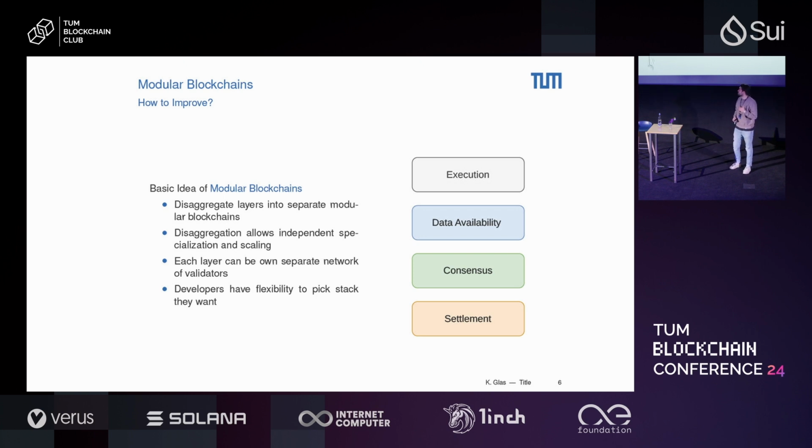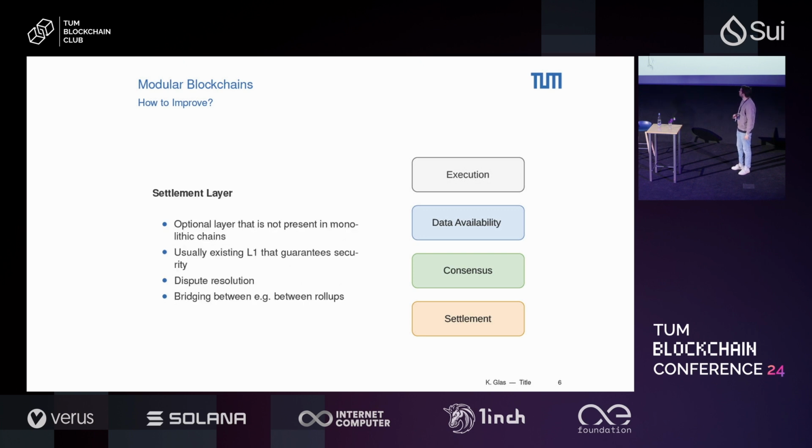Here the idea is that we disaggregate our layers. In modular blockchains, we have specialized individual blockchains for each layer. The advantage is that those specialized blockchains can be scaled independently, and developers can then essentially pick the stack they want for their rollup.